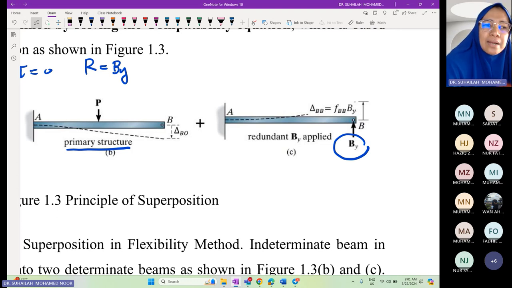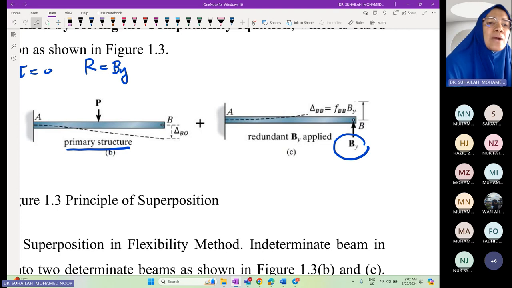Dua-dua cantilever beam. So, dekat redundant beam, we apply back BY. Okay, tadi BY kita remove, right? We remove roller means we remove BY. So, in redundant beam, we apply BY. We do not put roller, but we put BY. We assume that BY is an applied load.